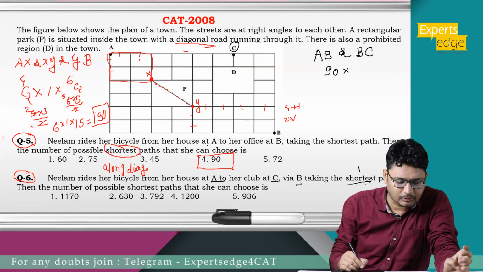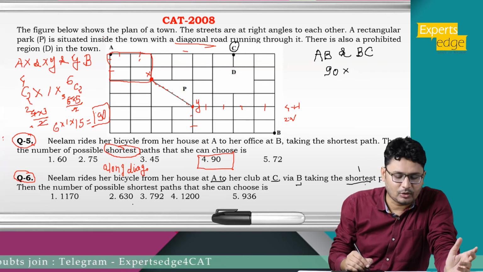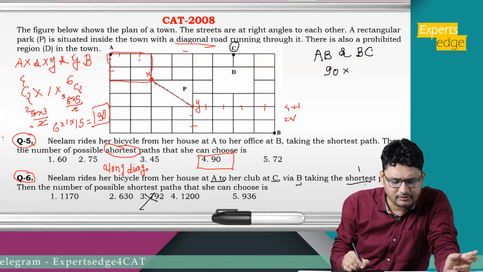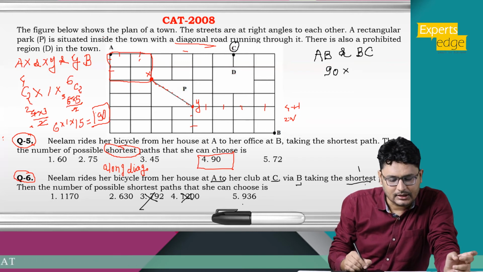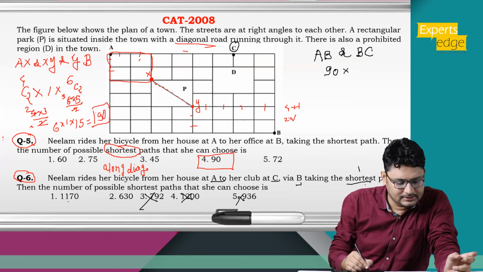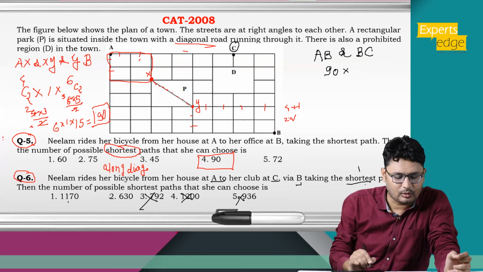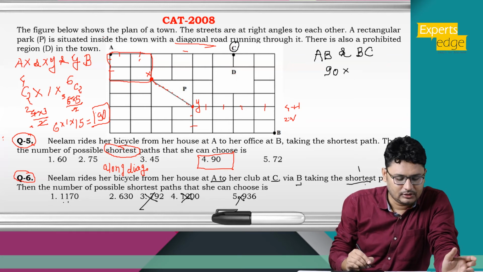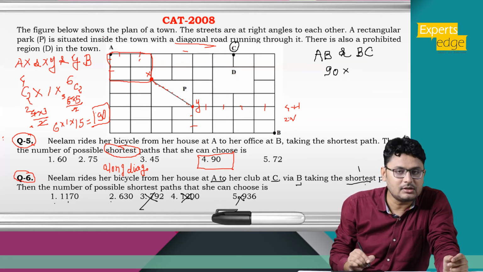Let's look at the options, right? Because there are 5 options. So obviously 792 is not a multiple of 90. 1200 is also not a multiple of 90. 936 is also not a multiple of 90. This is a multiple of 90, 630. So I have eliminated 3 options. So my answer has to be either the first option or the second option.